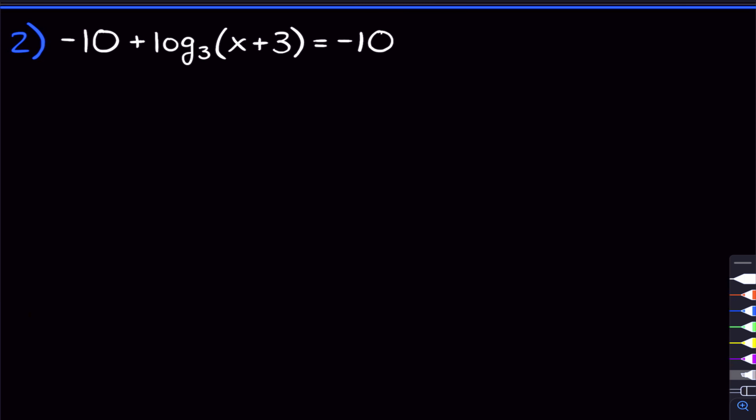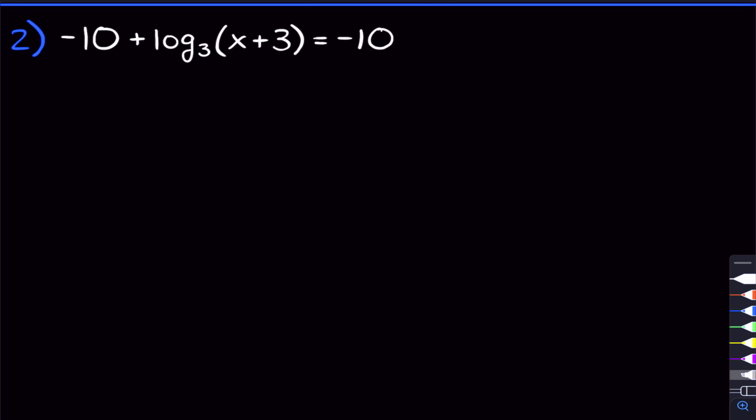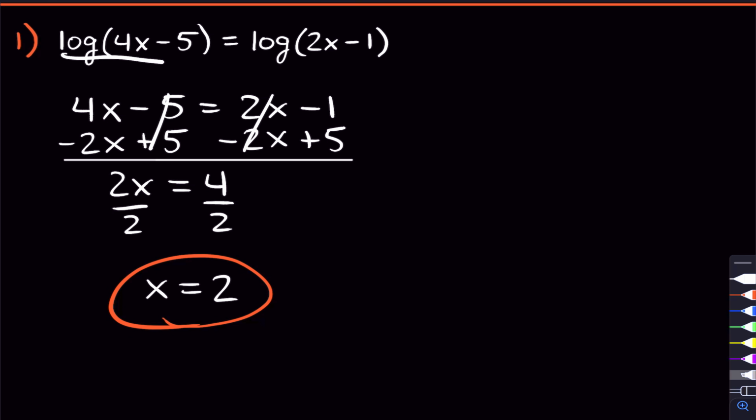Now moving on to problem 2, we have negative 10 plus log base 3 of x plus 3 is equal to negative 10. You can see that this problem looks a little bit different than problem 1. We only have one of our terms here that is actually a log. Other terms like this negative 10 and this negative 10 don't have logs on them. And so this problem is going to solve differently than something like problem 1, where everything that we were dealing with was a log.